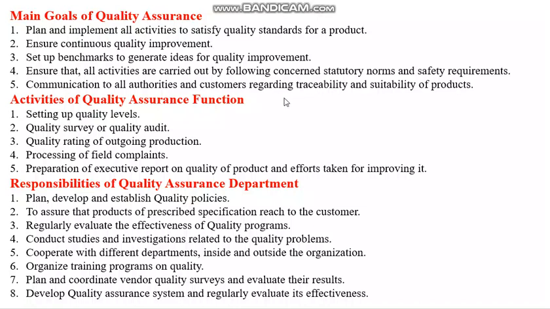regarding traceability and suitability of the products. You have to communicate. Communicate means it can be oral communication or written communication.